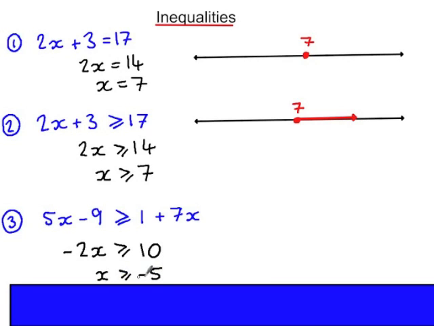So if we took, for example, a value of 1, because that is greater than -5, 5 take 9 is -4, and 1 plus 7 is 8, but clearly -4 is not greater than or equal to 8. So most people try and remember that when dividing by a negative number, you need to reverse the inequality.